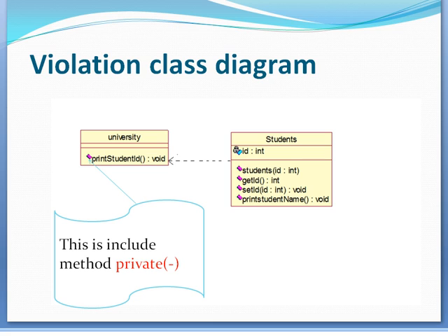We have a Student class, and this class implements a University interface. This interface has a method called printStudentID. The access modifier for this method is private. This is the violation of that principle.